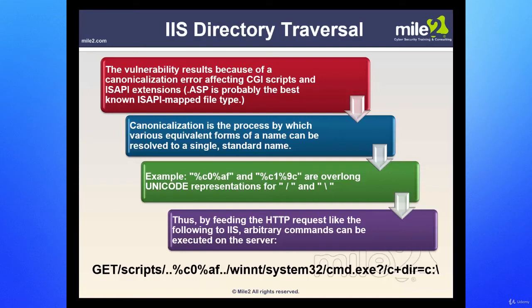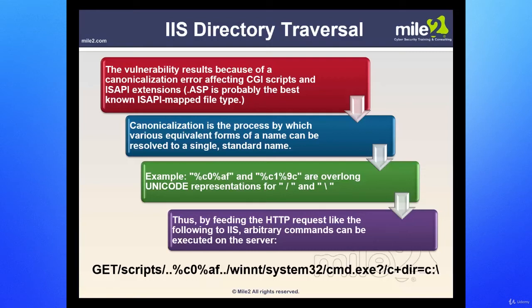As we mentioned in the previous slide, we can have the %C0%AF and so forth, which are basically overlong representations for the slash. Thus, by feeding HTTP requests like the following to IIS, arbitrary commands can be executed on the server. How cool is that? Of course, you'd have to know the default locations of these things as well.